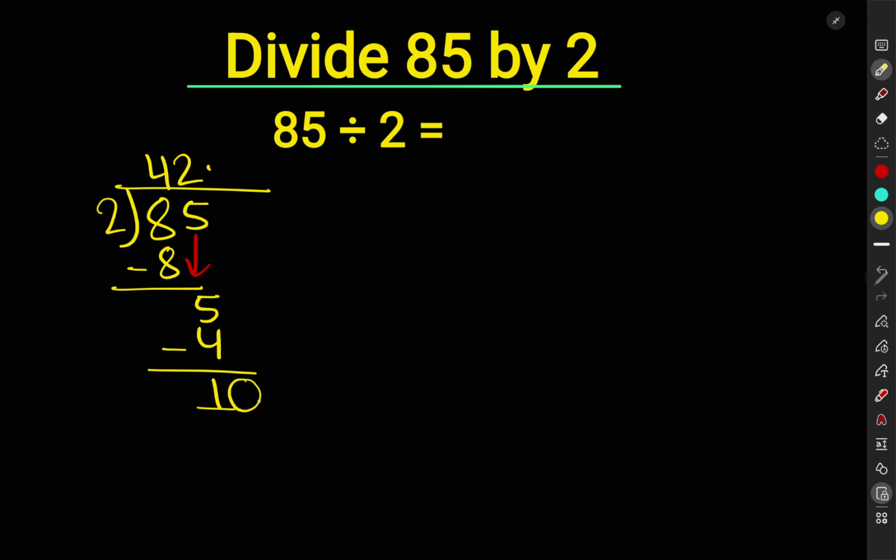So now it became 10. So 2 times 5 means 10. On subtracting it becomes 0. So 85 divided by 2, we get 42 decimal 5.